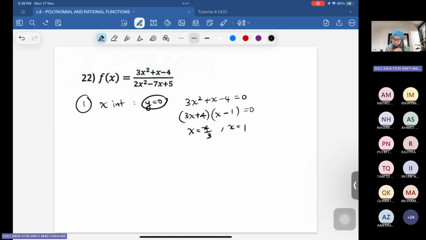Plus x minus 4. Correct. Okay. Let's see this one first.